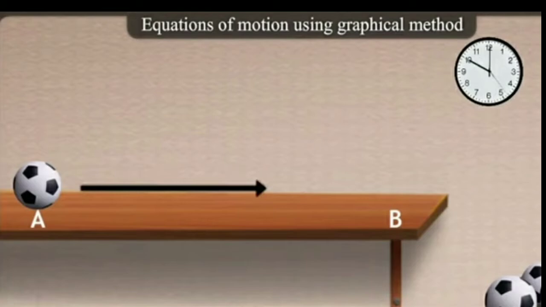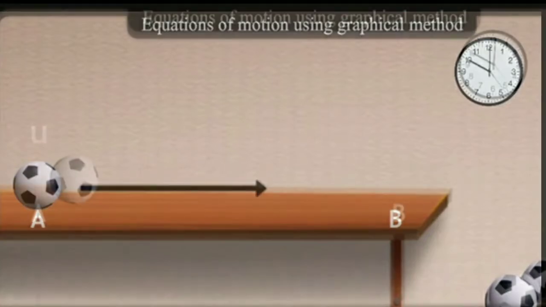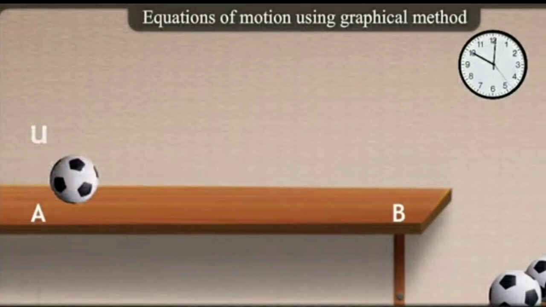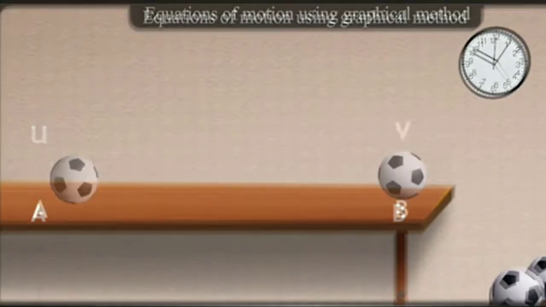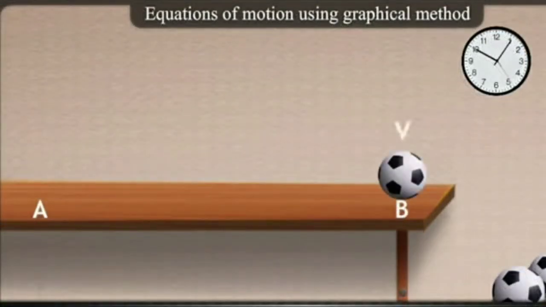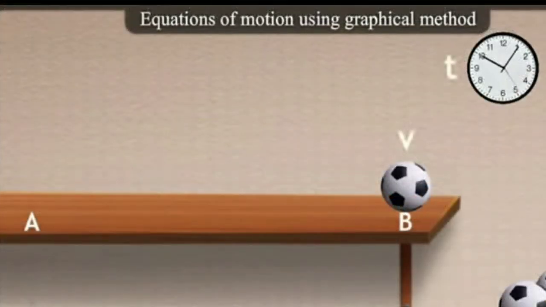Suppose an object is in motion along a straight line. Here our object is a football. So an object is in motion along a straight line with its initial velocity u. Now it attains a final velocity. Let us denote this by v, and the time taken is t. Due to acceleration a, we have denoted acceleration by a, and displacement is s.